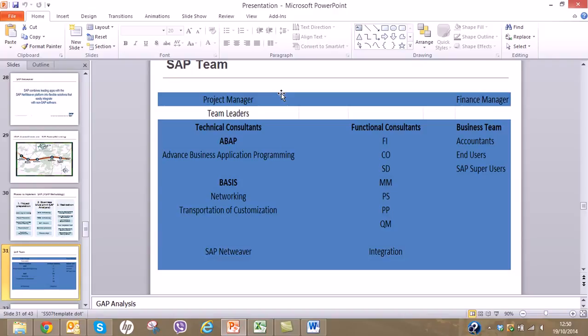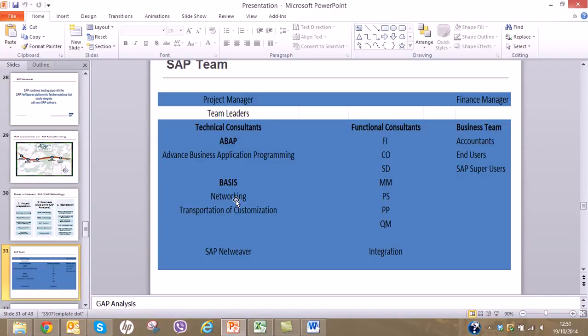Now under the team leaders, there are two types of consultants: technical consultants and functional consultants. A technical consultant can be an ABAPer, can be a basis person. Basis means who does the networking and transportation of customization, which I told you yesterday, from one client to another client. From the development client to the testing client, and from the testing to the production client.